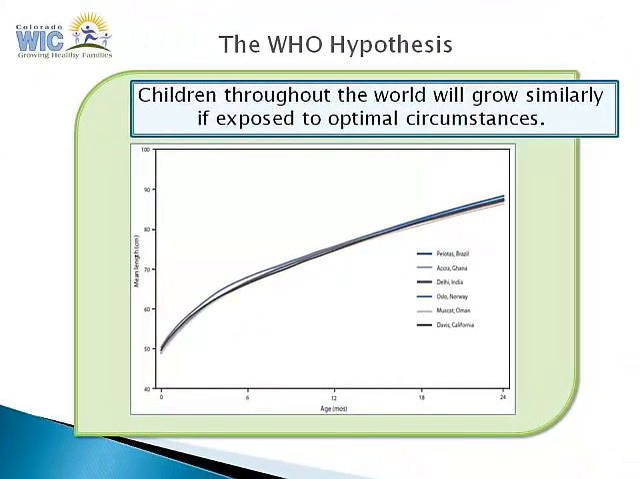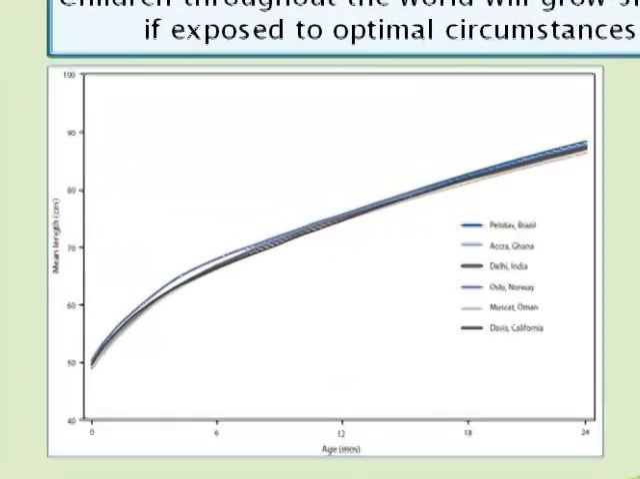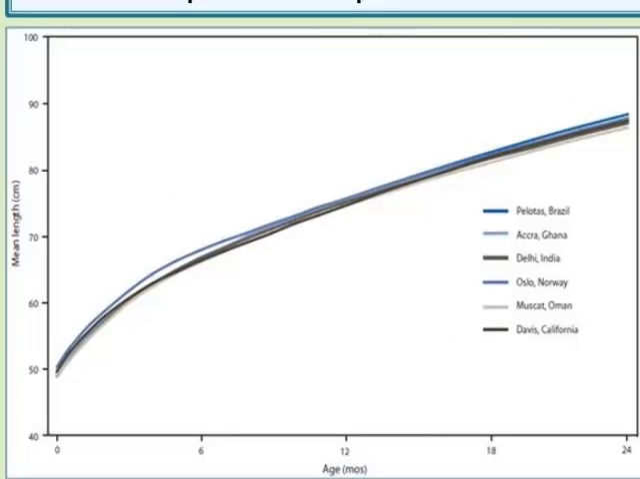As the World Health Organization set the requirements for the growth data, they actually had a hypothesis. They thought that children throughout the world would grow similarly if exposed to optimal circumstances. When all of the data from the 6 international locations was gathered, it supported the WHO hypothesis. This chart shows the frequent growth measurements taken from birth to 24 months of age in the 6 countries plotted all together on one chart.